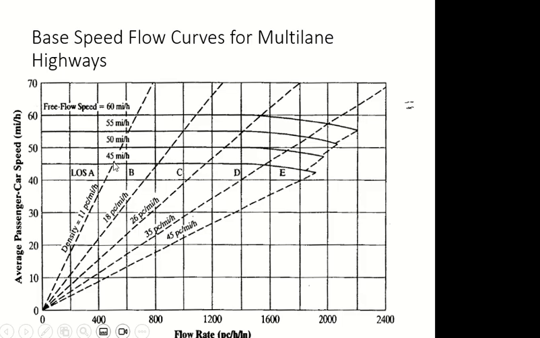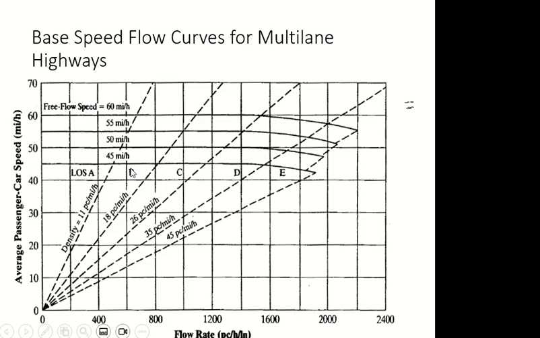Okay, so at this point I will have it for free flow speed of 45. At this point I will have it for free flow speed of 50 and so on. If I want it for B, so let's say service flow rate for B for free flow speed of 60, I have the line for B here using its density, and the free flow speed of 60 is here. So this is my service flow rate for B.